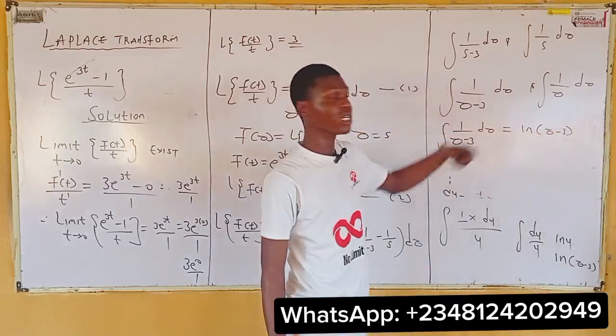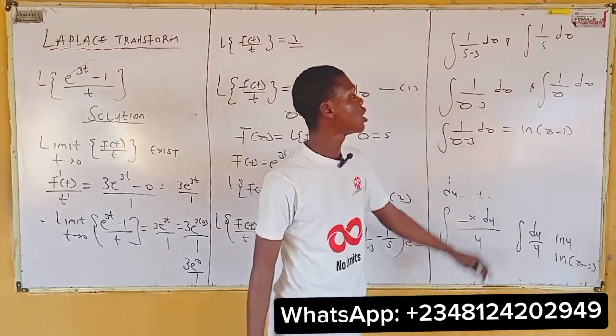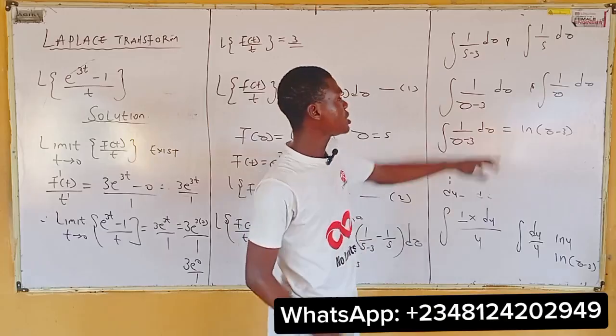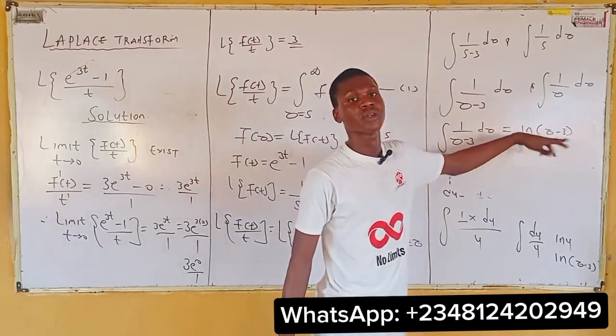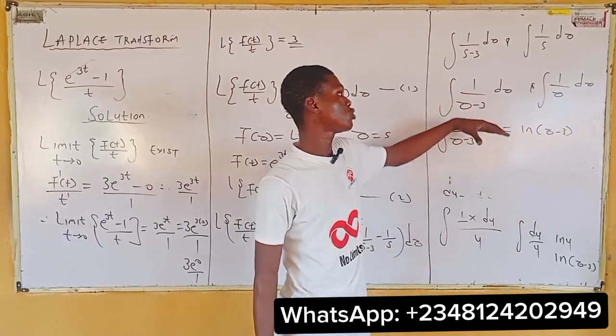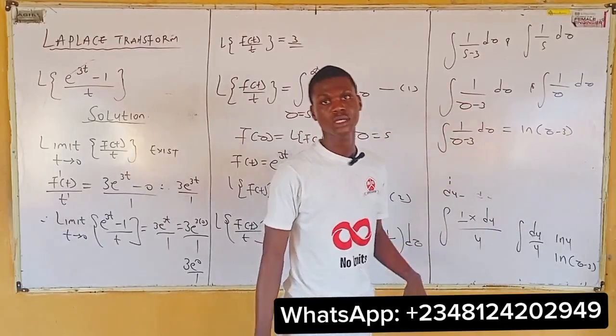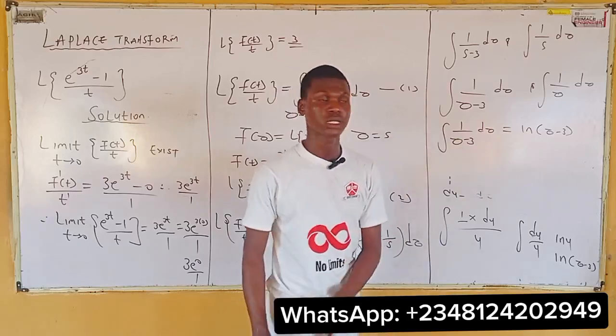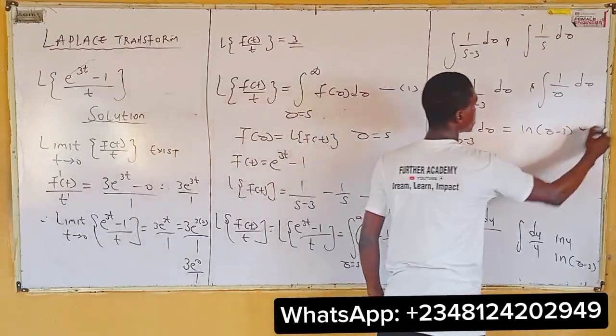Though it's not necessary for you to go through this process, it is just to understand how we got ln(sigma minus 3). Something that I would have written directly as ln(sigma minus 3), but just to show how we got it, that is why I went through this process. Alright, moving on. We've gotten this one.